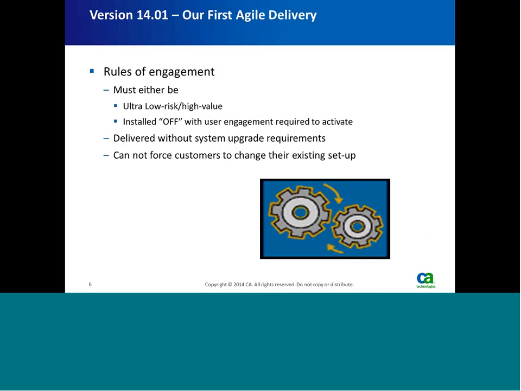Now, some of our processes need to have rules of engagement. If we're going to do Agile delivery, and we're going to give you the capability of adding new features on the fly, if you will, we have to have rules of engagement about how we do these features. The features have to either be ultra low risk, meaning that this feature can be implemented at every customer site, provide immediate benefit for every customer, and add no risk to their overall environment. Or they have to be features that can be installed, turned off.